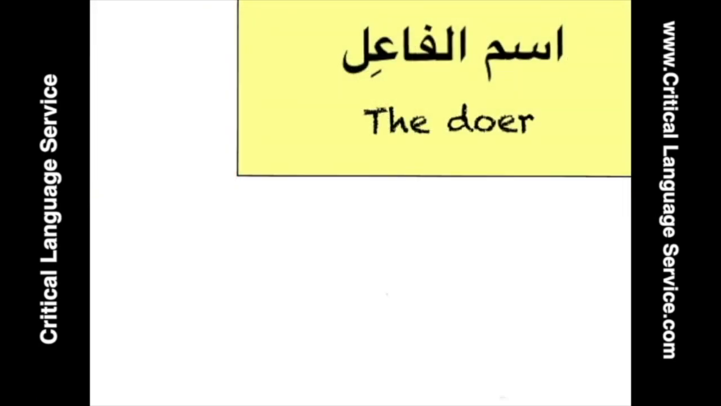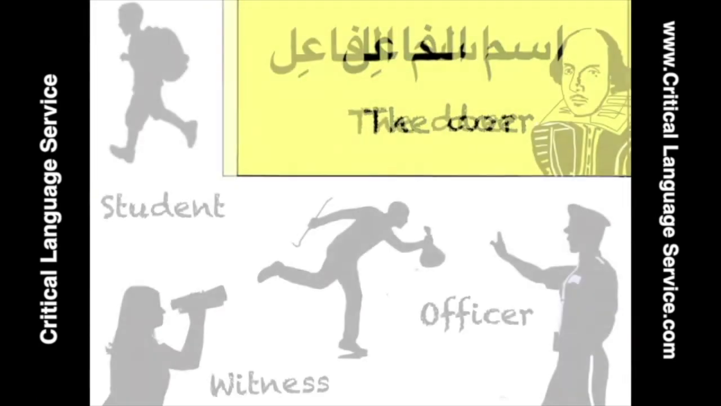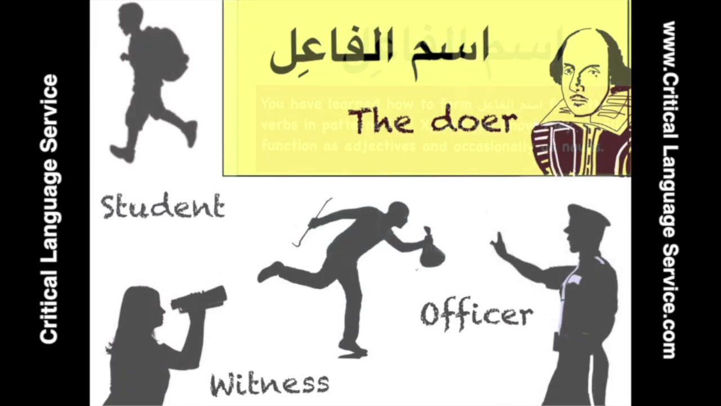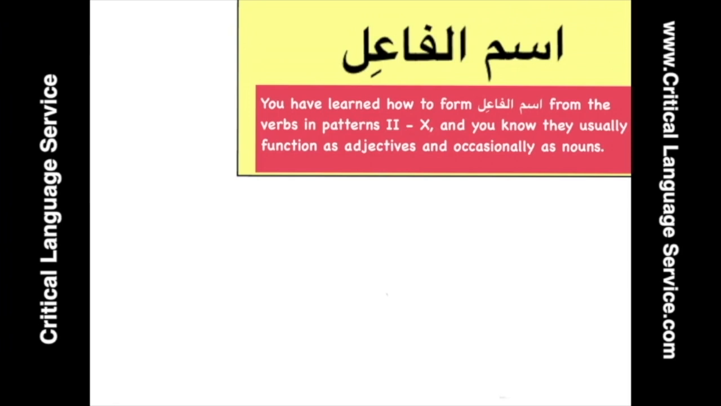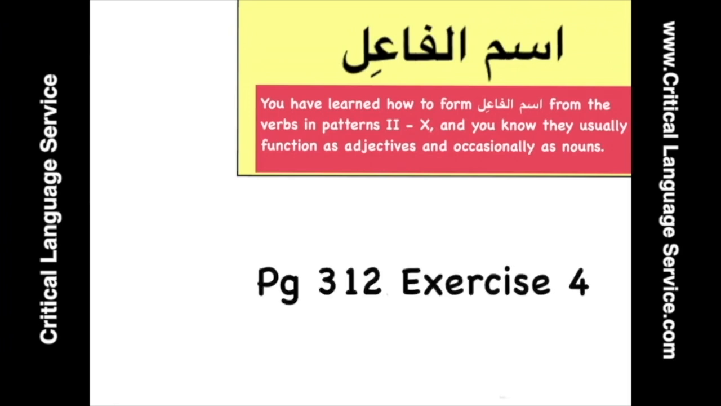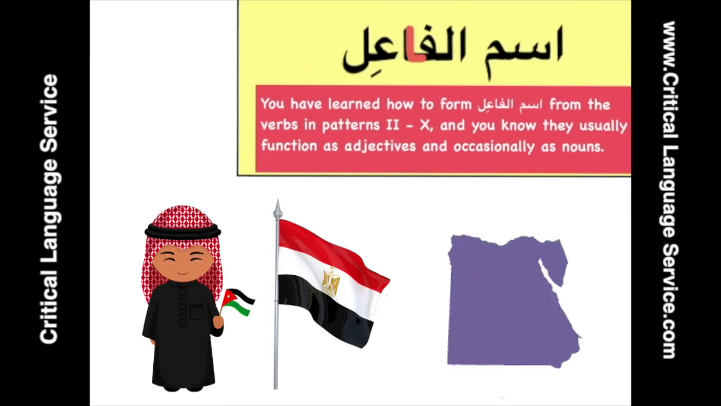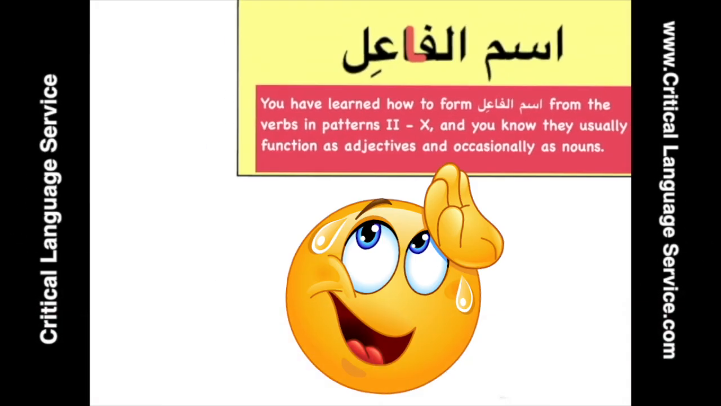Ism al-fa'il, the doer. We saw this in lesson 5. Remember? Katib, ضابط, طالب, those guys. And in chapter 5, you learned how to form an ism al-fa'il, and you've practiced it a bit in the chart from exercise 4. And you know that ism al-fa'il usually functions as an adjective and sometimes as a noun in fusha. In amiyya, it functions often as a present tense verb. But don't worry, we're not talking about amiyya in this video.